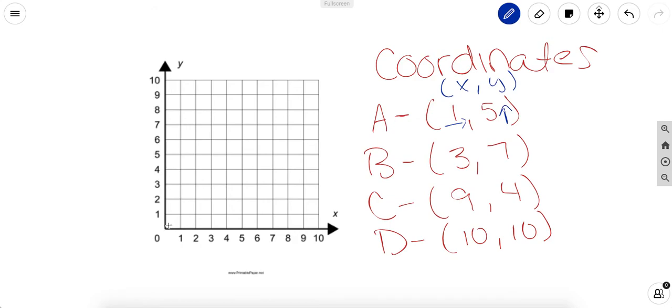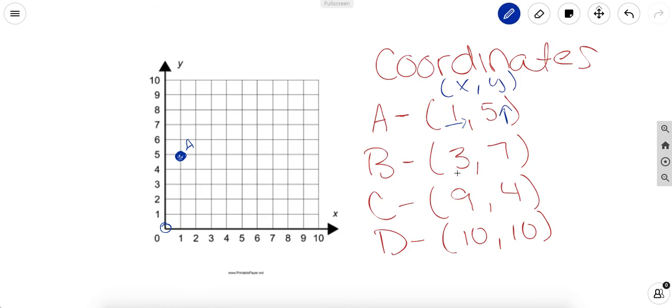So, always start from 0, 0. Always start at the corner, right? 0, 0. And for A, we need to move over 1. So we draw 1, and then we need to go up 5. 1, 2, 3, 4, 5. And we're going to plot our point. We're going to make a big dot, and we're going to put the letter A. Now, just so it doesn't get confusing for us, I'm going to remember to erase those little jumps.